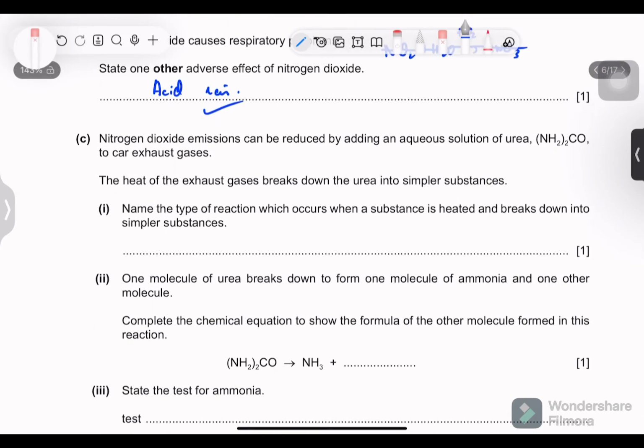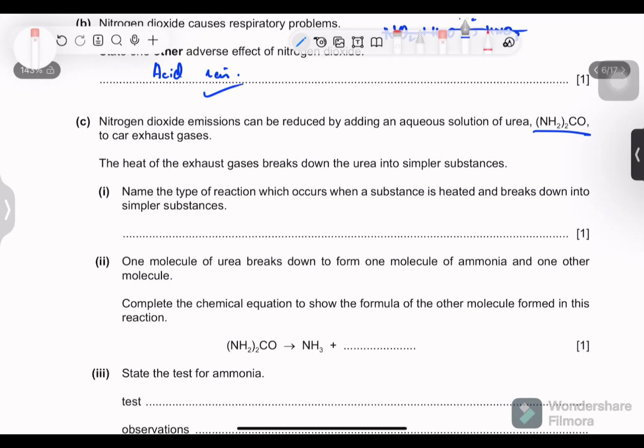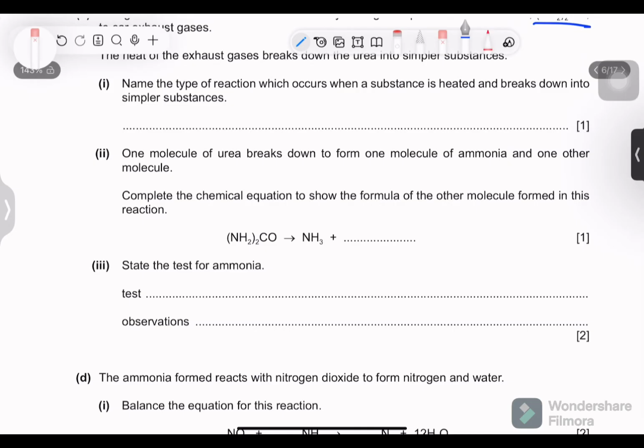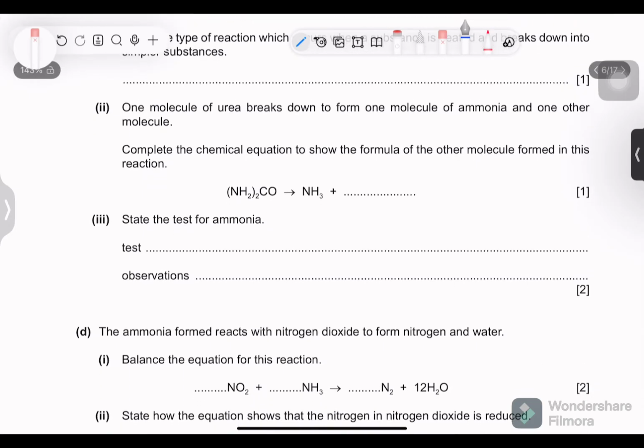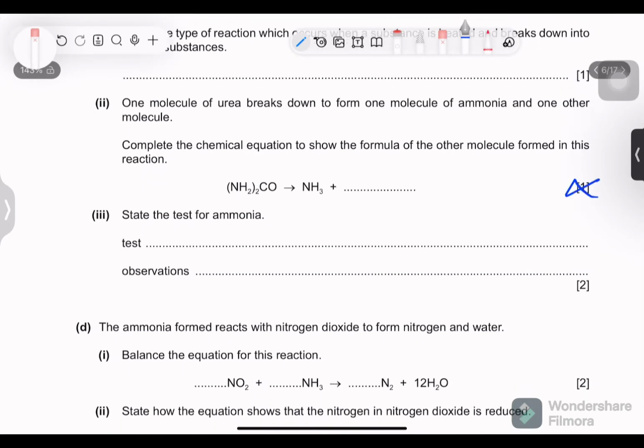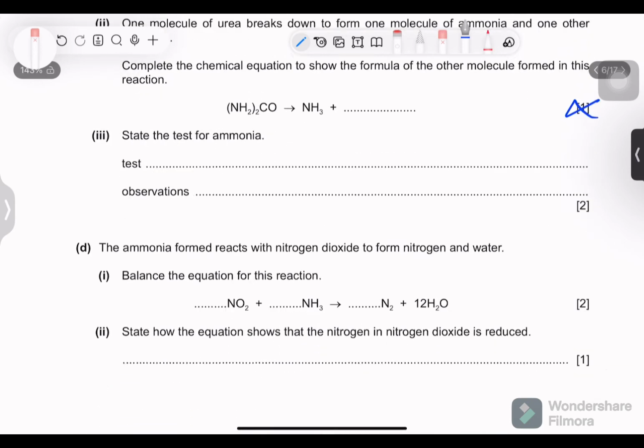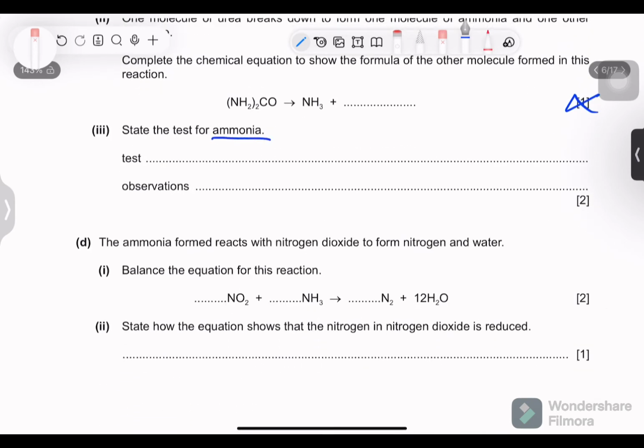Nitrogen dioxide emissions can be reduced by adding an aqueous solution of urea. Now this is not in your syllabus. The hydrolysis of proteins is not in your syllabus. So up till here, it is not in your syllabus. These 2 marks. State the test for ammonia. This is in your syllabus and this is mentioned in your syllabus notes for qualitative analysis.